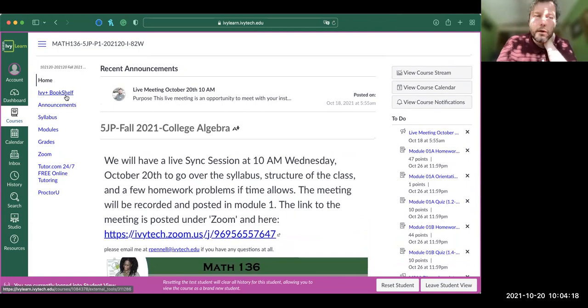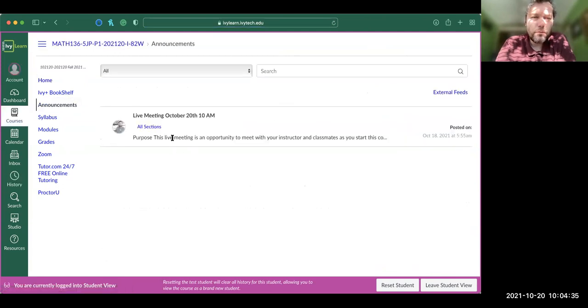So the first link here is the Ivy Plus bookshelf, and that's one of the many places you can actually find the textbook and get your actual account set up. Let's go to announcements.